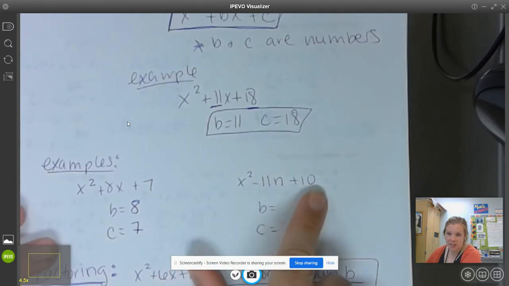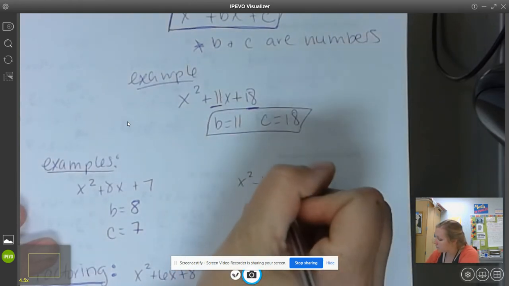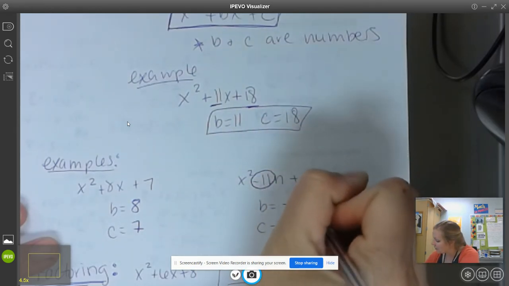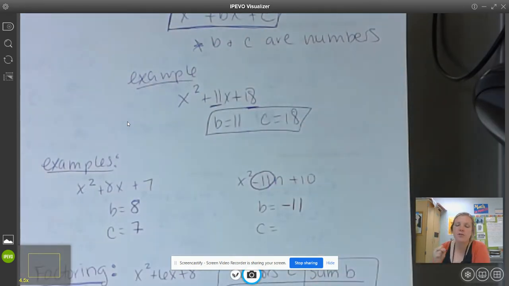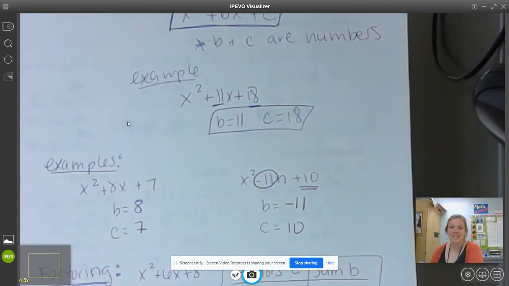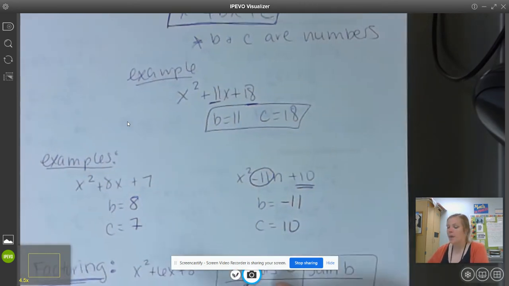And then for this next one, with my b term, we have to be careful. You see how it has that negative there? My b is negative 11. You have to include the minus sign. You have to add the opposite, and you have to see that as a negative. And then the constant again is the 10. That's the c term. Okay, hopefully with that background information, that will help you get ready.